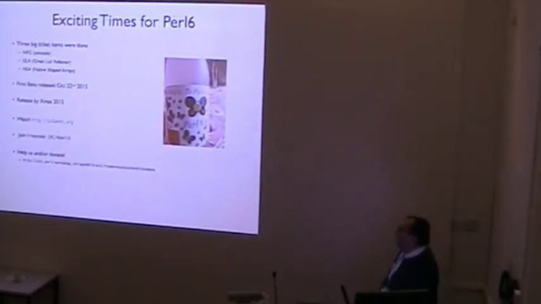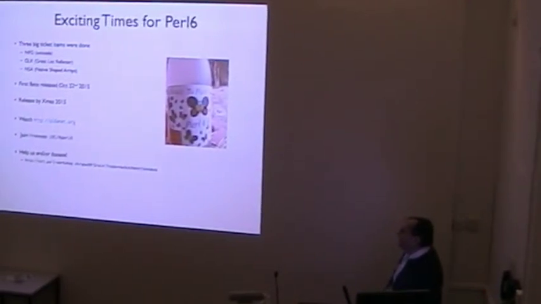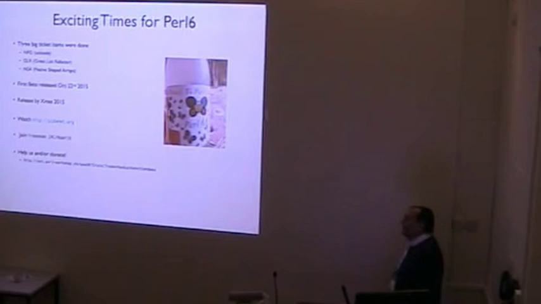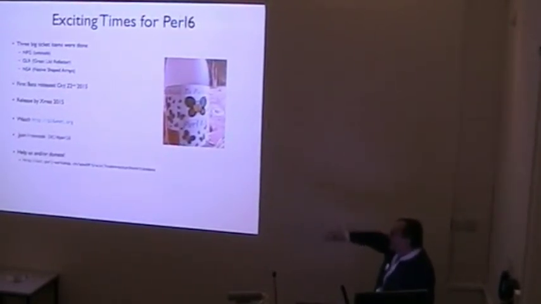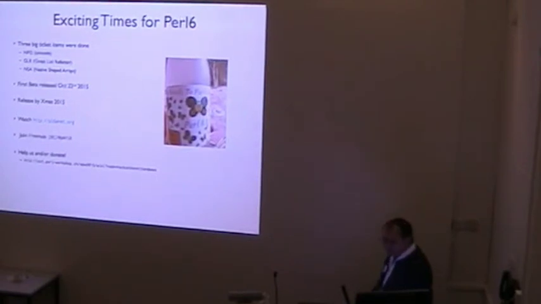There's an RSS feed site there, pl6anet.org. That currently uses Dave Cross's RSS feed reader, which is written in Perl 5, but I'm intending to port it to Perl 6, and I've done some work on that. As I said before, join the Freenode channel, which is very friendly, and help us and/or donate. And yeah, that's it. Has anyone got any questions?